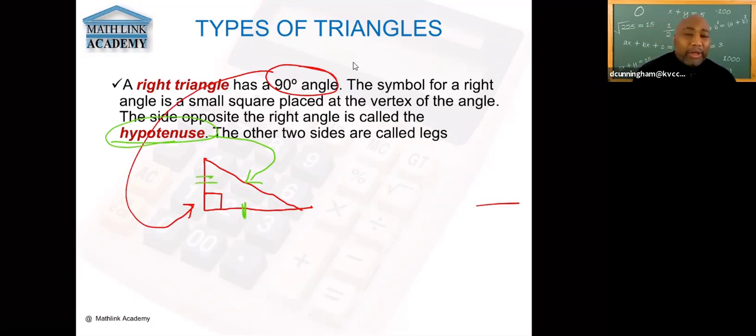They don't have to be equal. Now, the hypotenuse is the longest side. So if you want to do your calculations correctly as you look at some other videos, make sure that when you get your final answer, if you know the two legs, your hypotenuse should be the longest side as far as measurements.